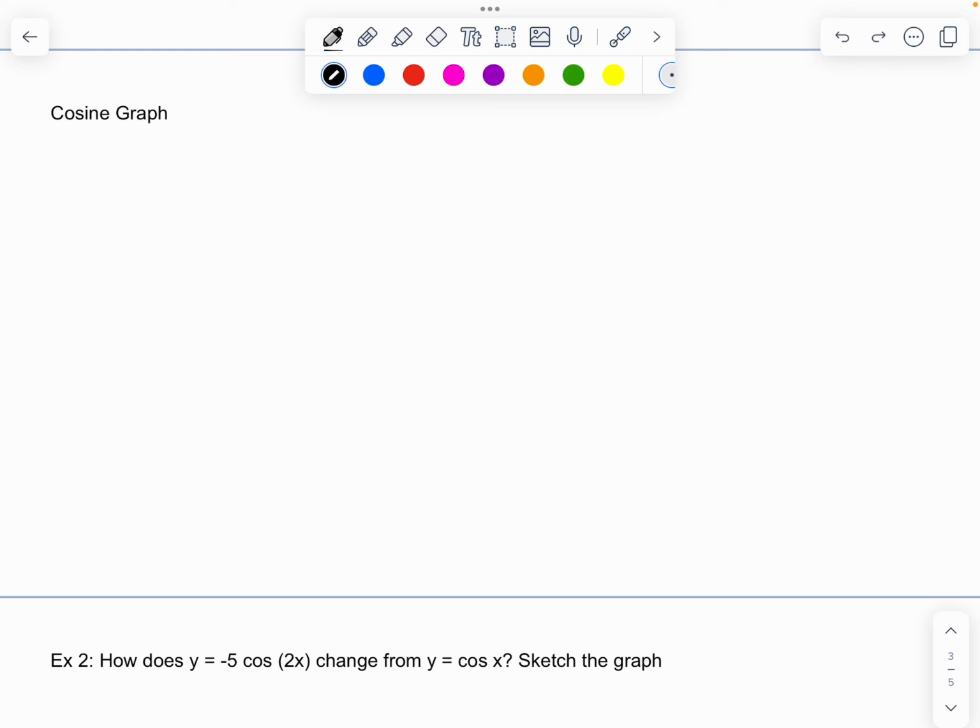Now the cosine graph, again, all based off of your unit circle.